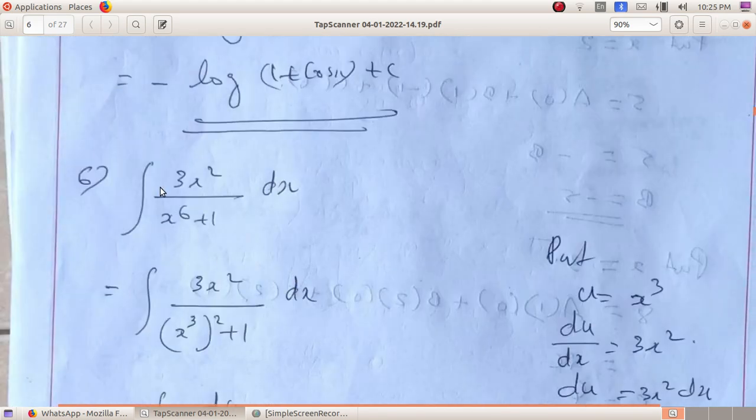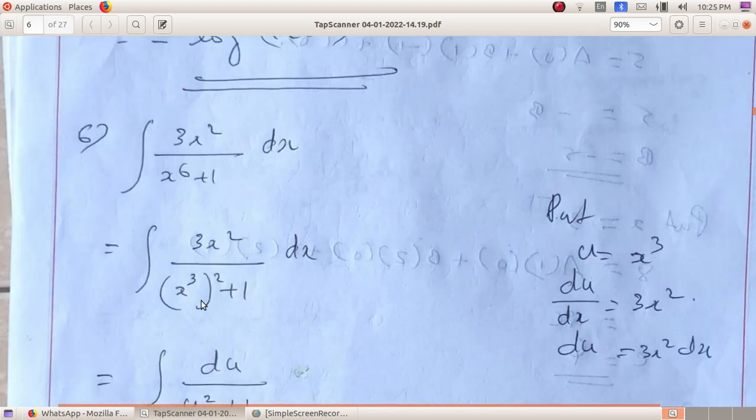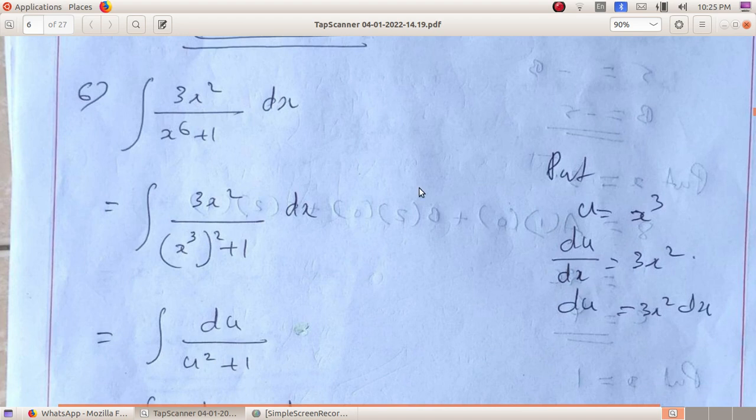Okay. This question: integral of 3x square divided by x raised to 6 plus 1 dx. For this we are making a substitution. This can be rearranged as x raised to 6 means x cube square, 3 into 2. Then substituting x cube as u, du by dx means 3x square. Du is equal to 3x square dx.